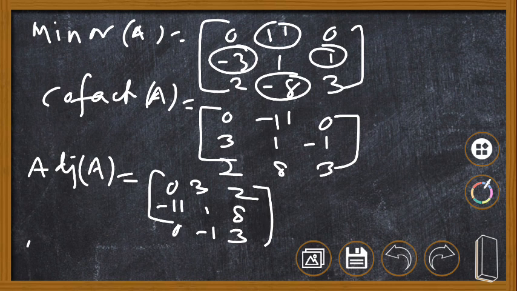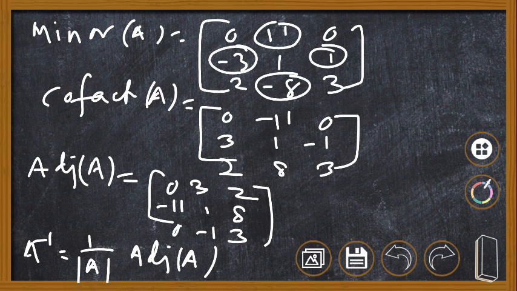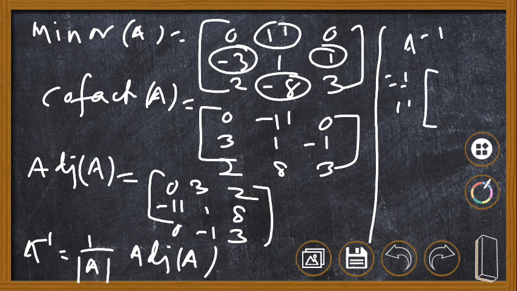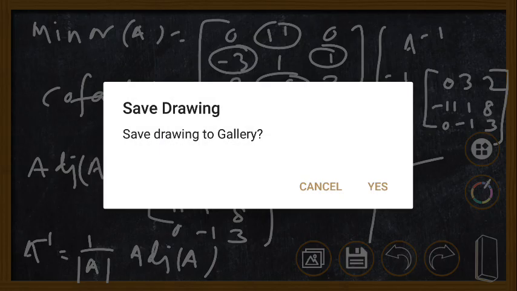Then at last my job is to find A inverse. It is 1 by determinant of A into adjoint of A. Our determinant of A was 11. So you put the values in place of this. So our final answer is A inverse equal to 1 by 11 into adjoint of A, that is 0, 3, 2, minus 11, 1 and 8, 0, minus 1 and 3. So this is how we find the inverse of a matrix using the adjoint method, right?